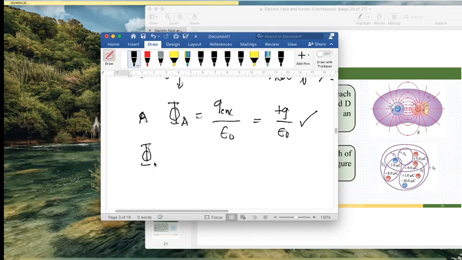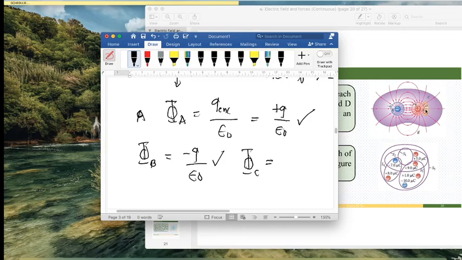How about surface B? What is the enclosed charge? That is negative Q. So negative Q over epsilon sub naught. And that's it. That's the flux through surface B. How about surface C? Dali lang kayo siya, di ba? So surface C, we have here kaning violet.